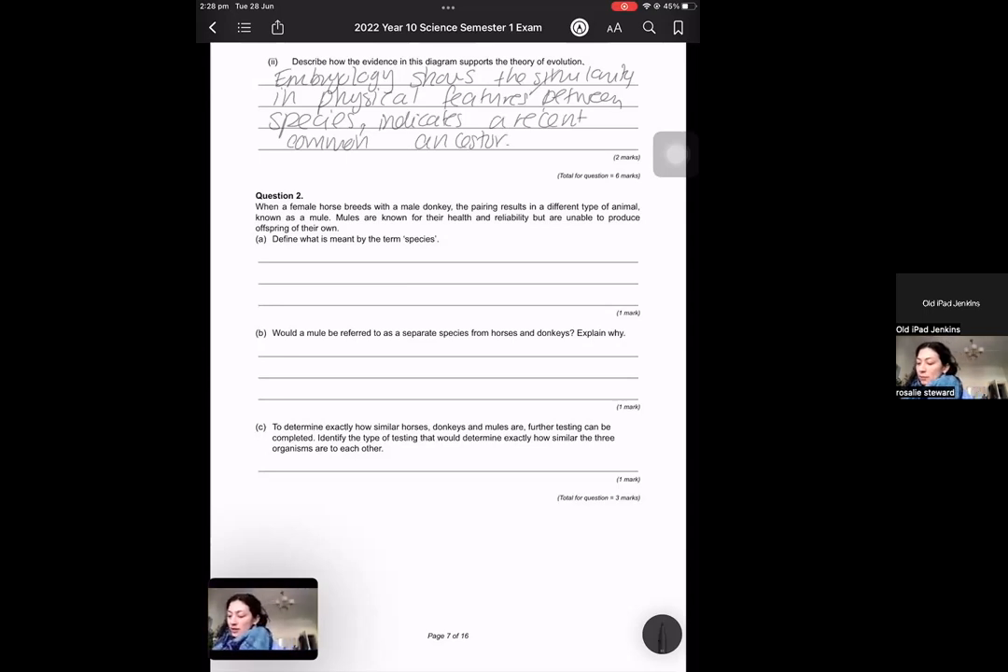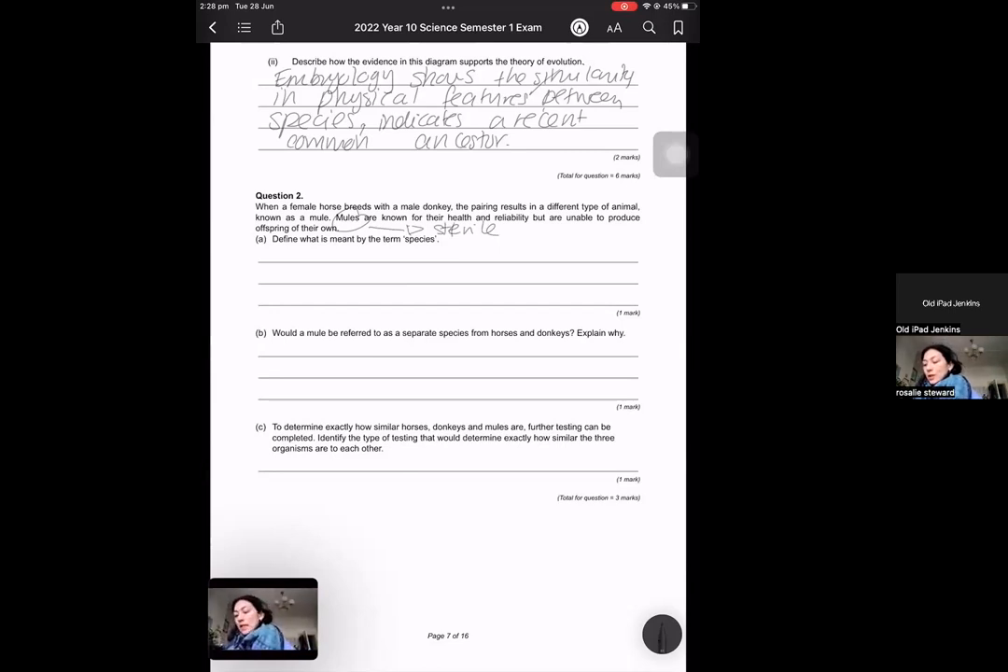When a female horse and a male donkey breed, the pair results in a different type of animal known as a mule. Horse, donkey, different species. Mule, different species. Mules are healthy and reliable, but they cannot produce offspring of their own. So a mule is sterile and cannot make its own babies. It's not going to ever be successful as a species. What is meant by the term species?